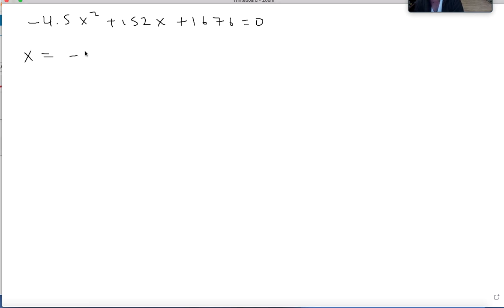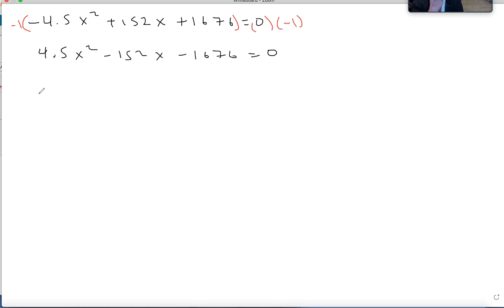So we're going to have x equals negative 152 plus or, oh, actually, you know what? Let's not quite do that. I just noticed that has a negative in front, and it ends up making the signs harder if that value is negative. So you don't have to do this if you don't want to, but I am going to multiply everything by -1 on both sides because I don't like having that negative in the denominator. I think it makes it look more complicated than it has to. So if I do a negative on both sides, I'm going to have 4.5x squared minus 152x minus 1676 equals 0.